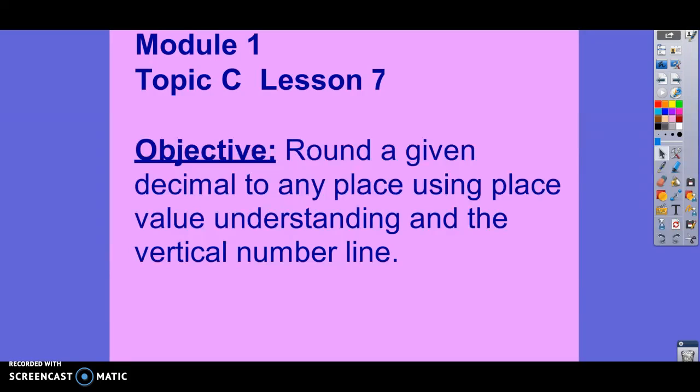Today we're going to take our understanding of the place value chart and use it to round a given decimal to any place using place value understanding and the vertical number lines. We're going to start with our vertical number lines, rounding decimals, rounding place value using two endpoints. We're going to round a given decimal to any place using place value understanding and the vertical number line. Take a moment. Pause your video to write your learning target in your journal.